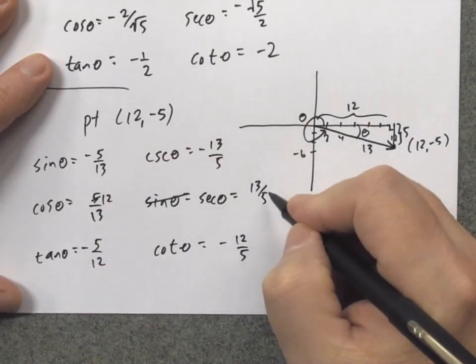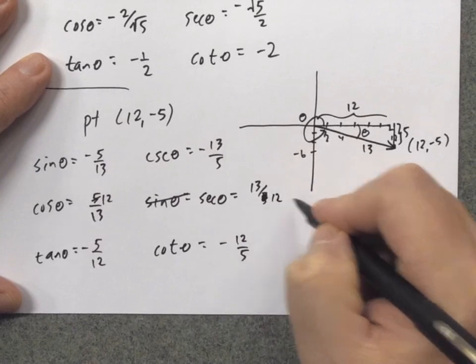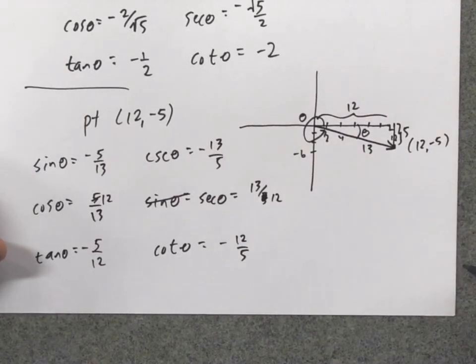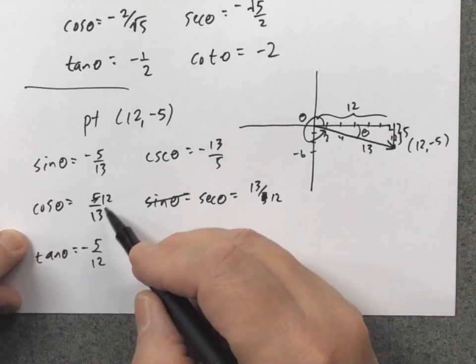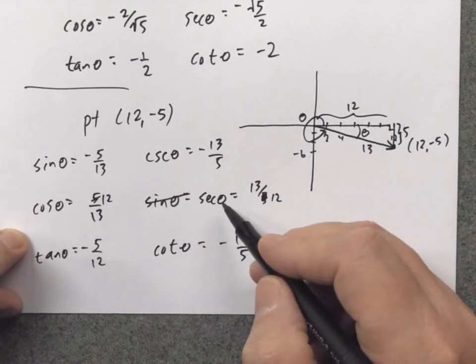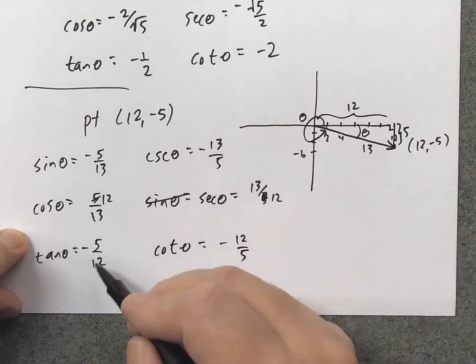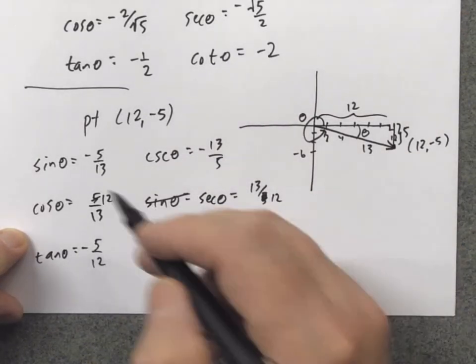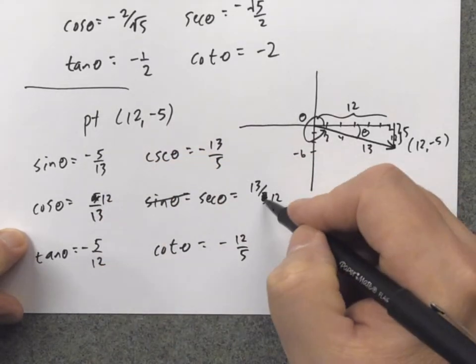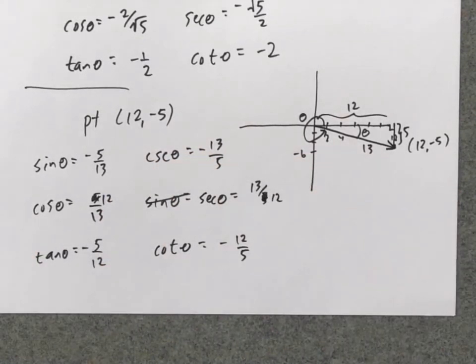You probably were screaming at me as I was doing this. You have to be careful with these and really talk it over and talk it out, because if not, you mess up. So we make sure. Cosine 12 over 13. Secant 13 over 12. Tangent negative 5/12. Yep, those are correct. All right, well, I'm glad I checked. So just be careful. It's not that hard, but you just have to be careful.